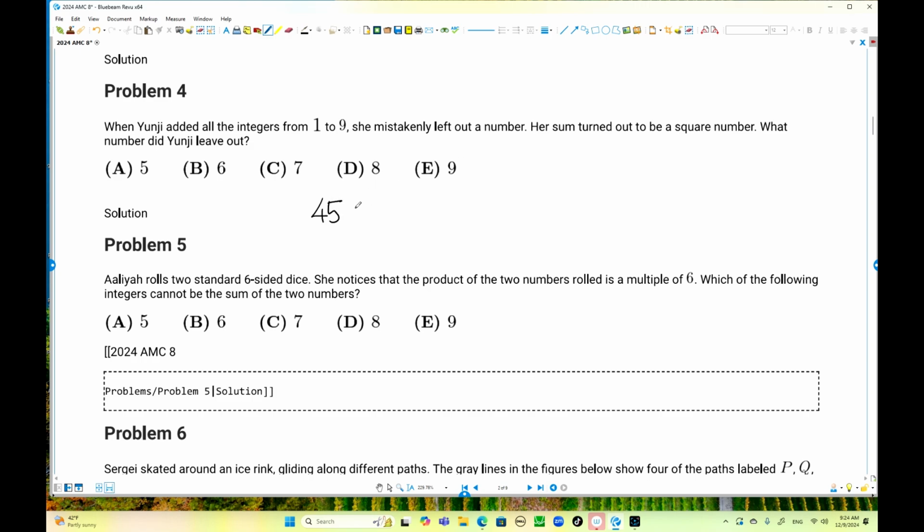Well, when you mistakenly leave out one number, it's going to be a square. What is the largest square just less than 45? 36. But this number is 45 minus 9 is 36. We have the 9 over here, right? If we take the next smaller one, 25, then the number left out is 20. 20 is what? That doesn't belong to this range, 1 to 9, okay? So 9 is the answer, okay?